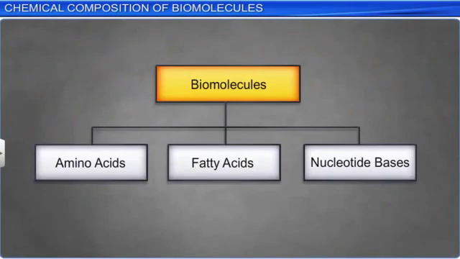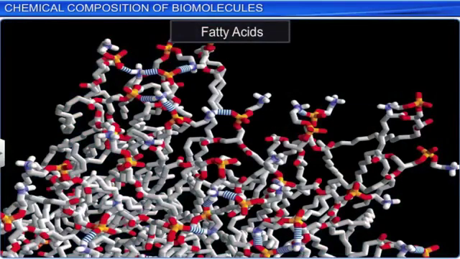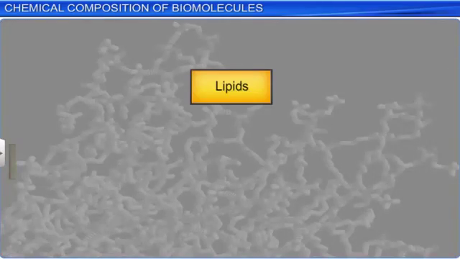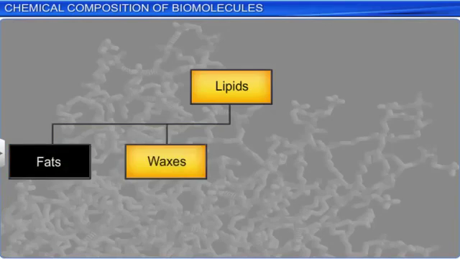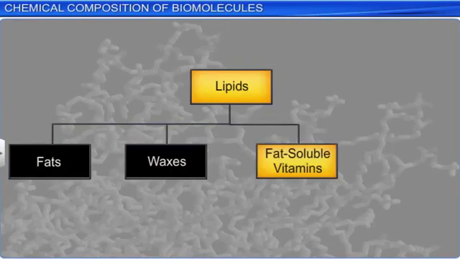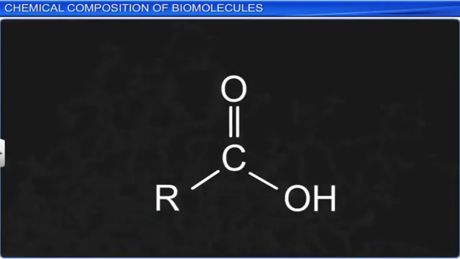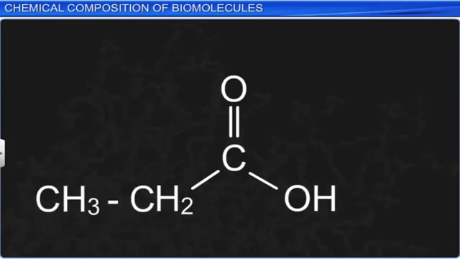Another group of biomolecules is fatty acids. Long chains of fatty acids and their derivatives lead to the formation of lipids. Lipids include a broad range of molecules such as fats, waxes, fat-soluble vitamins, and glycerides. They are generally insoluble in water. Fatty acids that form lipids have a carboxyl group attached to an R group. The R group could be a methyl, ethyl, or a higher number of CH2 group with 1 carbon to 19 carbons.